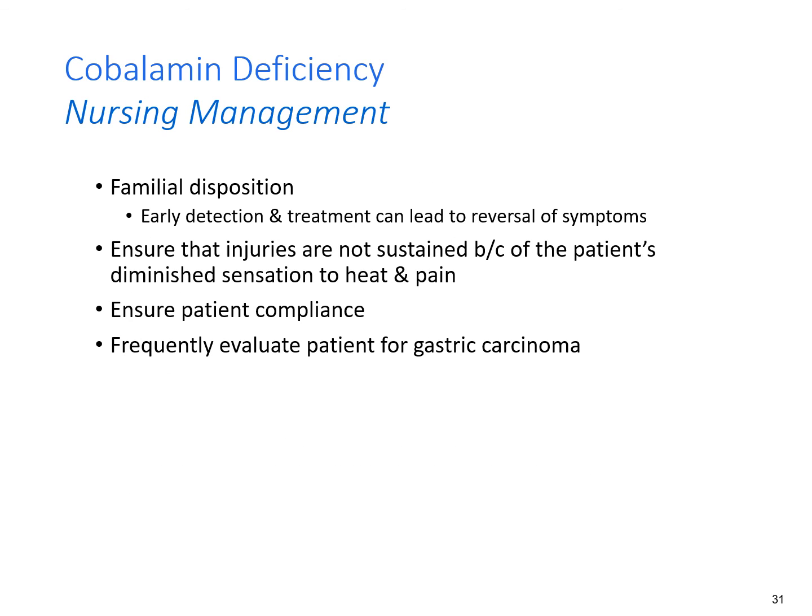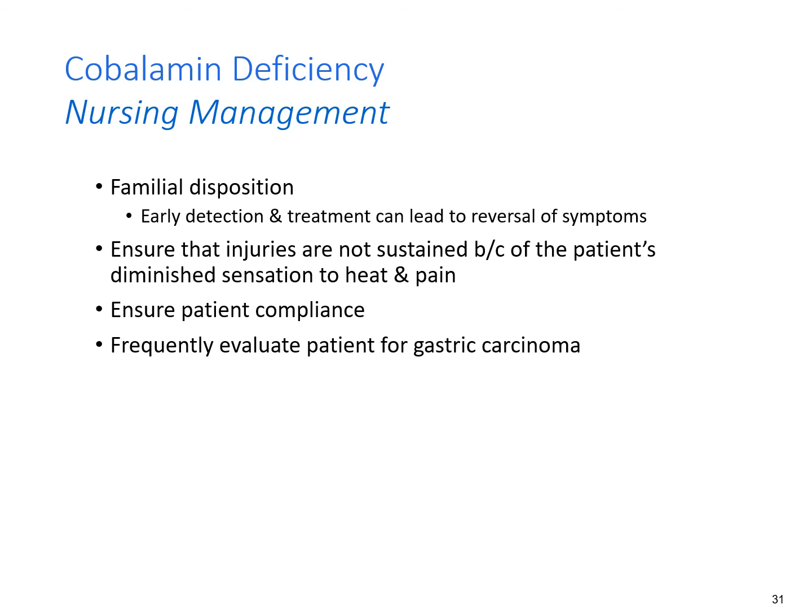You are looking at the familial disposition. Early detection and treatment can lead to reversal of symptoms. So you just want to find out what the patient's history is very, very early on. You want to ensure that the injuries are not sustained because of the patient's diminished sensation to heat and pain.